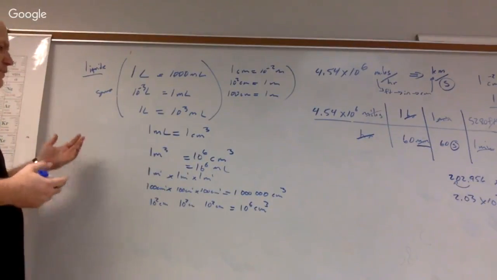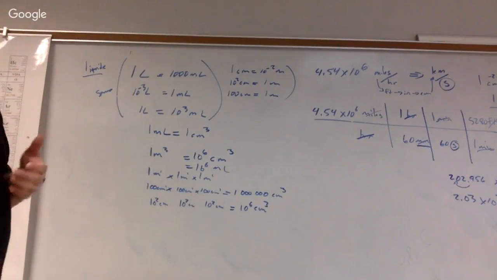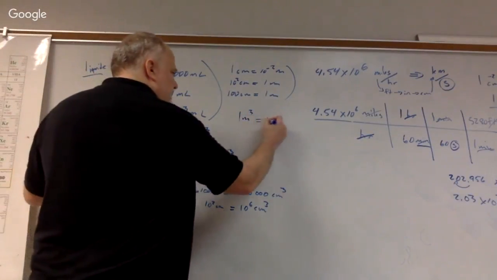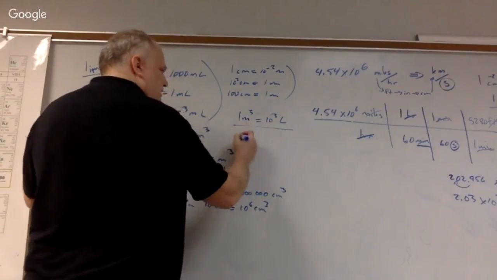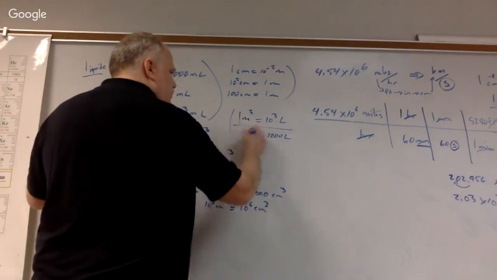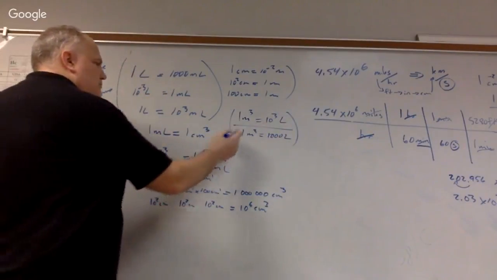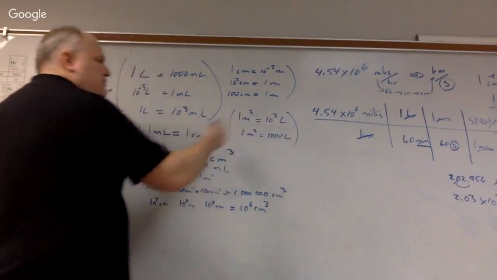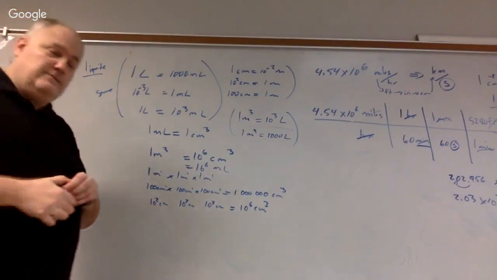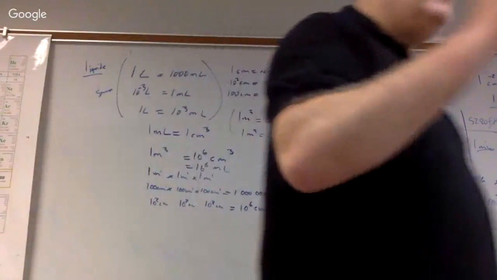And since sometimes we want to convert directly between meters cubed and liters, I'm going to do the math for you. 1 meter cubed is equal to 10 to the 3rd liters, or 1,000 liters. This is another conversion you can use. Both these right here are the same thing. But watch. This is how it's going to be.